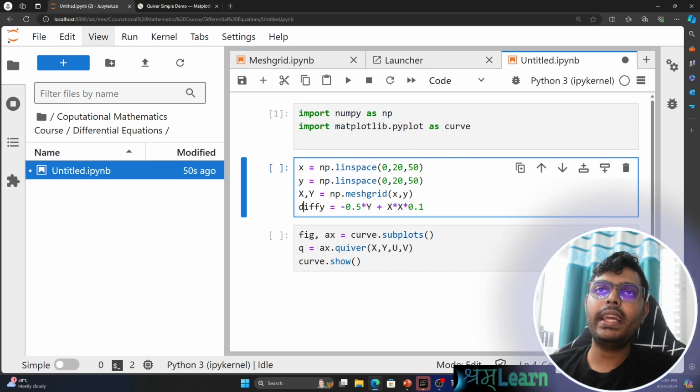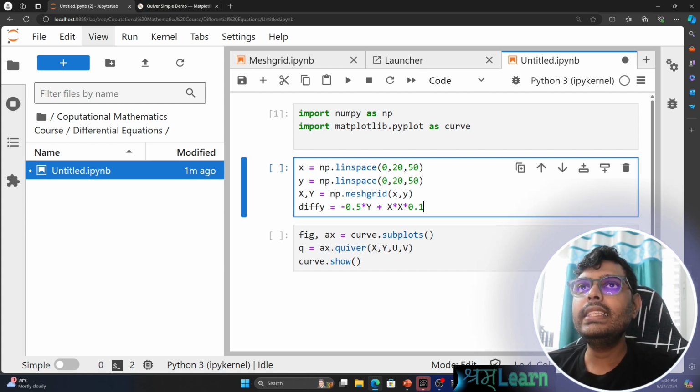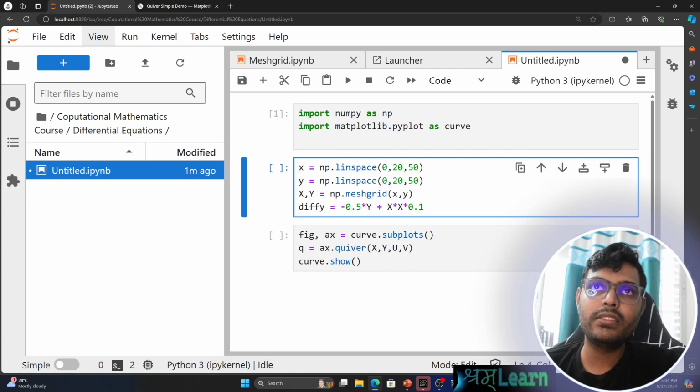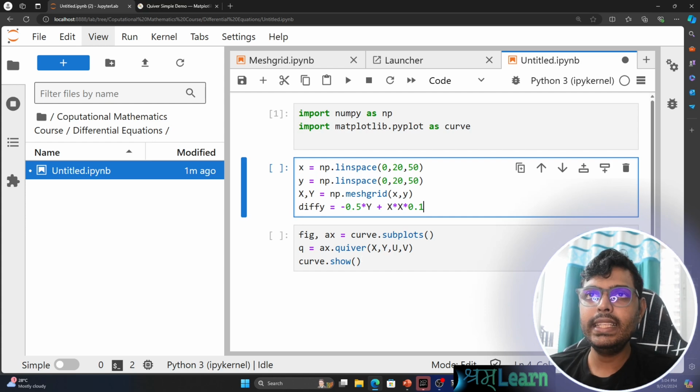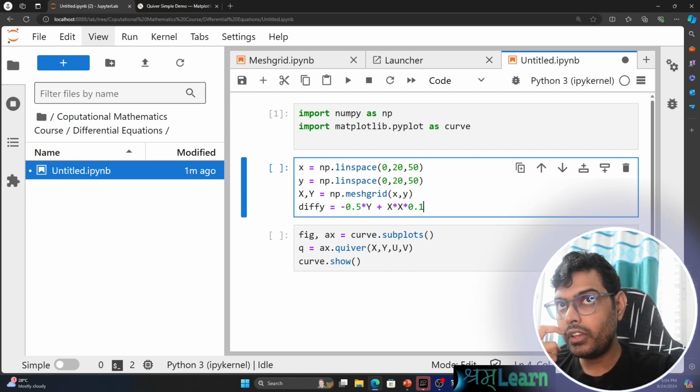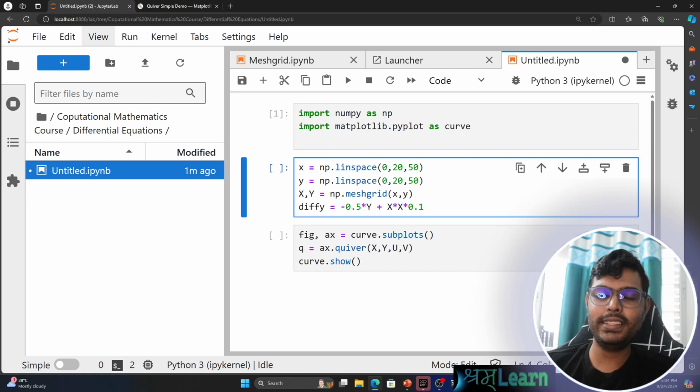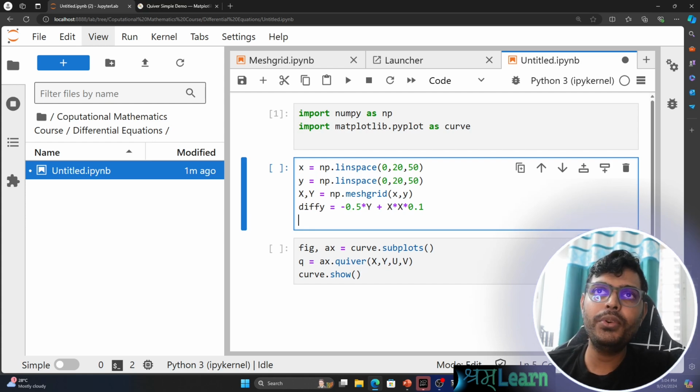The capital X and capital Y matrix, can we say what their size is? Their size is nothing but 50 cross 50. So can we have a 50 cross 50 matrix having all h filled in there? Yes. How do we have that?